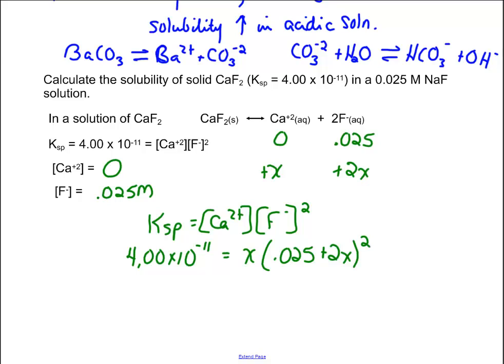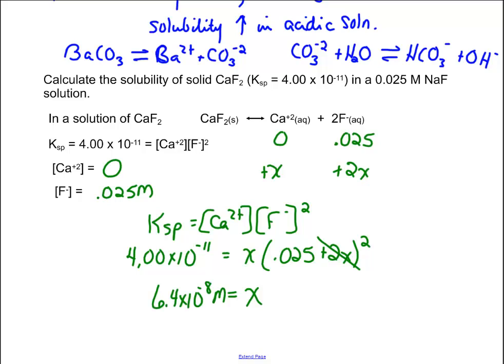When we've done equilibrium before, what have we done with values that are plus or minus x? Can we do it the same here? Our Ksp value is 10 to the negative 11. That's pretty small, so there's not going to be much calcium and therefore not much fluoride ion generated by calcium fluoride dissolving, so we can cancel this out. Now I just have 4 times 10 to the negative 11 equals x times 0.025 squared. x is going to be a really small number. We get x equals 6.4 times 10 to the negative 8.